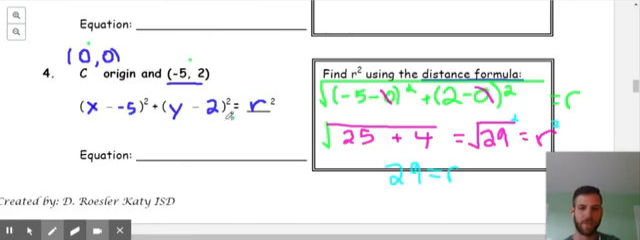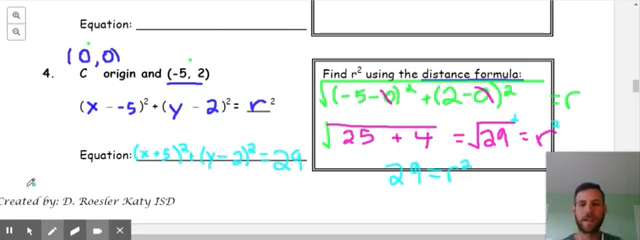And that's enough. We can finish out our circle equation we started earlier, and that means our equation is x plus 5 squared plus y minus 2 squared is going to be equal to 29, which is what we found as r squared.